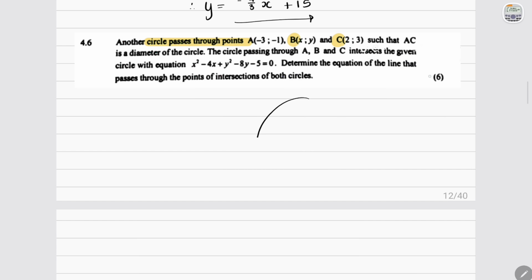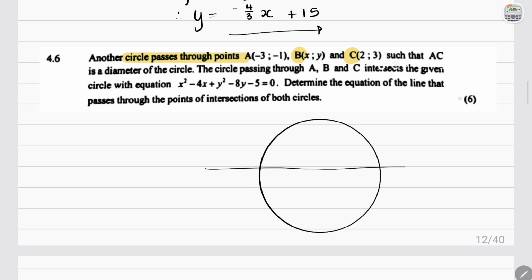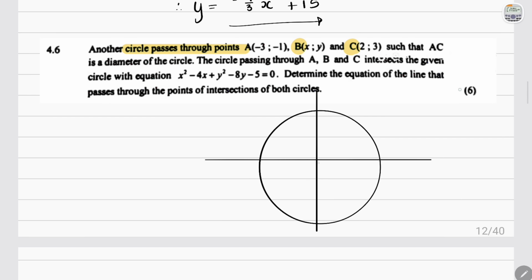Okay, let me just start drawing this out. So we have another circle, and then it's going to pass through A, which is a point, and that point is negative 3 and negative 1. So let's just say we went like that, and negative 1, okay? So down there. So it passes through that. Let's just say that's A, negative 3 and negative 1. And then B, which is a point that we can't see. And then C, which is 2 and 3. Okay, so 2 and 3, maybe that's up there. So let's just say B is here. Okay, this is X and Y. And then this is C, which is 2 and 3.